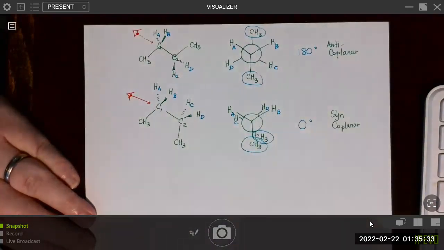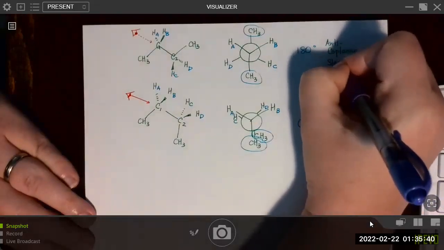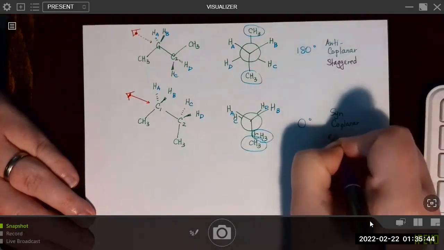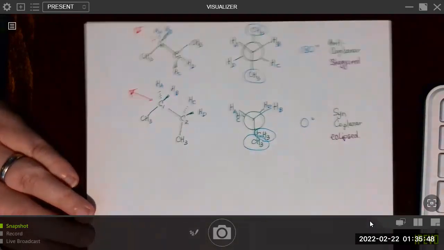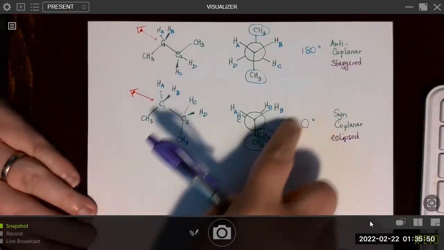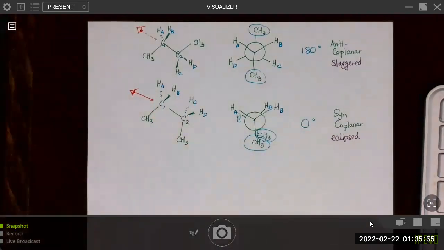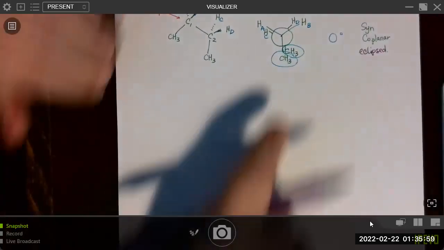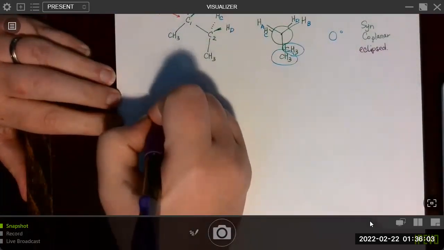So notice that anti-coplanar is actually a staggered conformation, and syn-coplanar is an eclipsed conformation. Okay, so again, we want to start with 0 if we're working from left to right on the graph. So we will go ahead and start with this conformation. So I'll just redraw it over here.